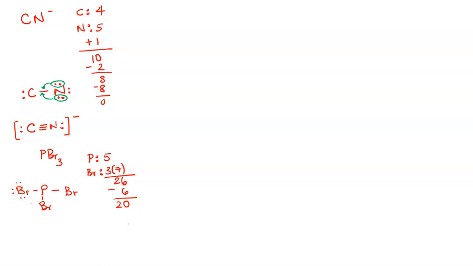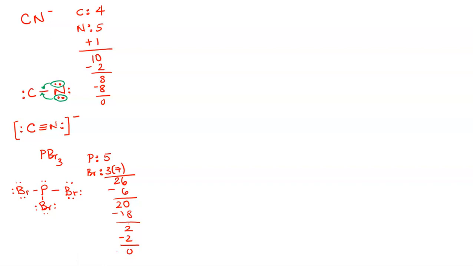2, 4, 6, 8, 10, 12, 14, 16, 18. That takes care of 18 electrons. We're left with 2. Well, our bromines are happy, all of them. Phosphorus isn't, right? Phosphorus only has 6 electrons in the 3 bonds around it. So we put one more pair of electrons on the phosphorus, and that takes care of our last 2 electrons. We're down to 0.